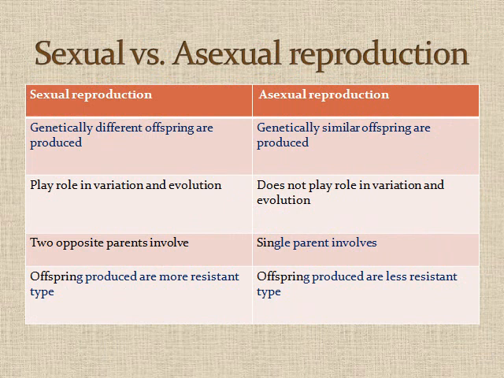Here we come to the last topic, that is the differences between sexual reproduction and asexual reproduction of organisms. Let me go point-wise. The offsprings produced by sexual reproduction are genetically different, whereas the offsprings produced by asexual reproduction are genetically similar. And the offsprings produced by sexual reproduction play a role in variation and evolution that is not possible in asexual reproduction.